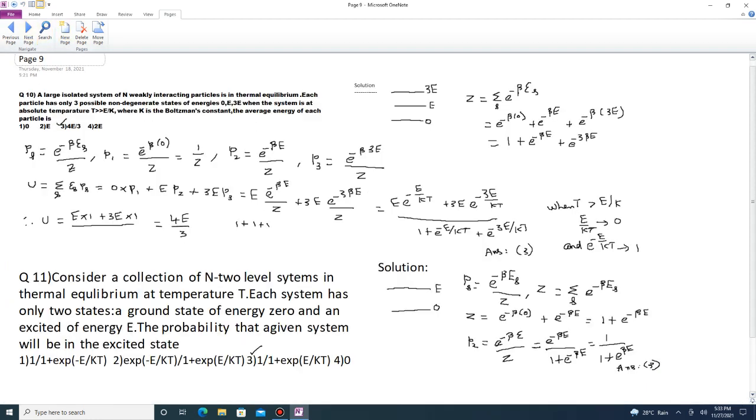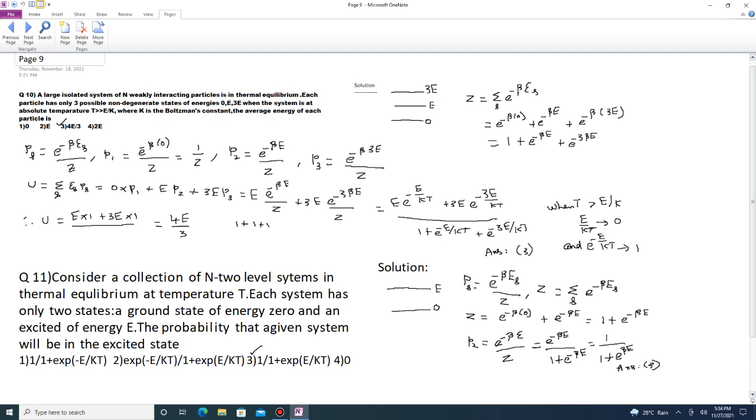The next problem is a large isolated system of n weakly interacting particles in thermal equilibrium. Each particle has only 3 possible non-degenerate states of energy 0, E, 3E. The system is at absolute temperature T, which is much greater than E by K, where K is the Boltzmann constant. Find the average energy of the system. There are 4 options given.